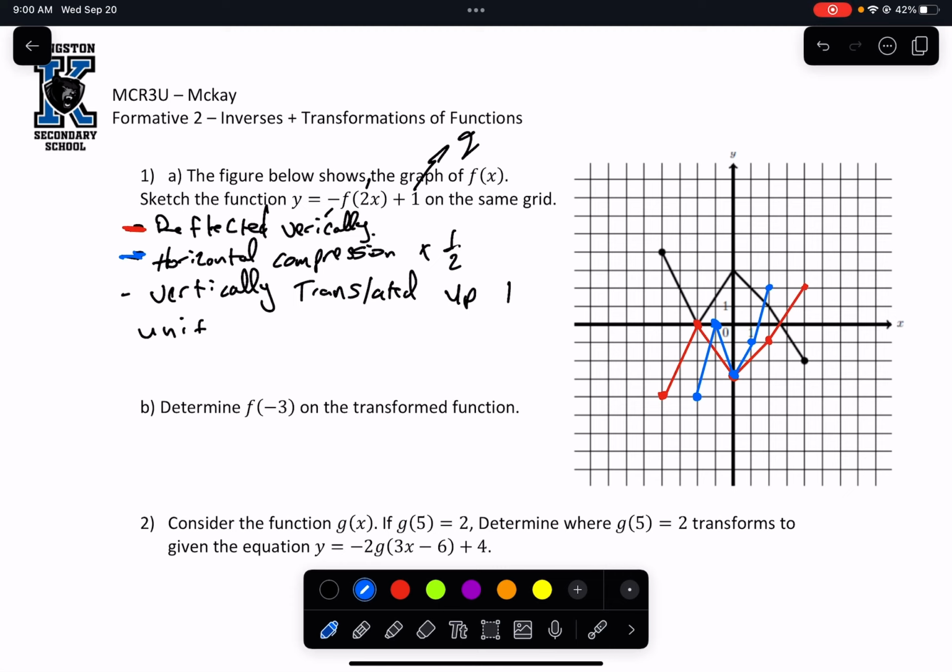Now we just move them all up 1. That'll be the purple graph. Sorry, of the blue graph, I was doing the wrong graph. Up 1, up 1, up 1, up 1, up 1. So that purple graph is going to be your final function. Is everybody okay?